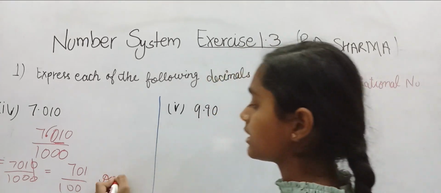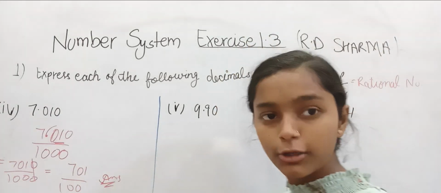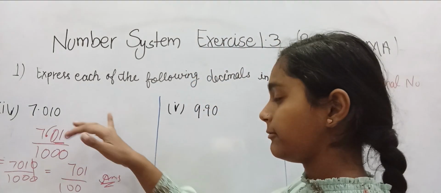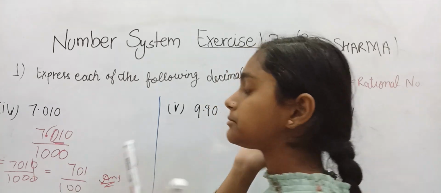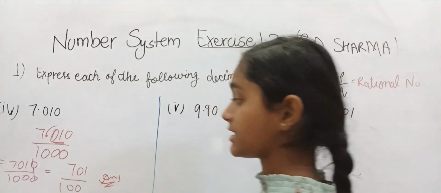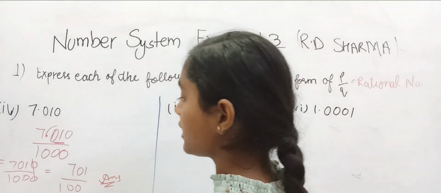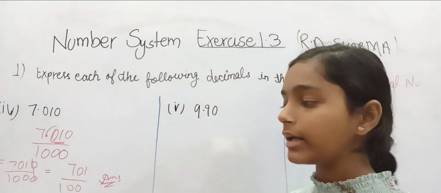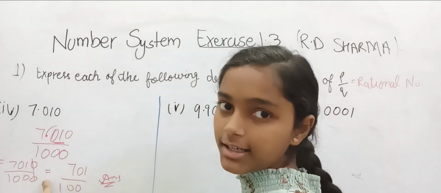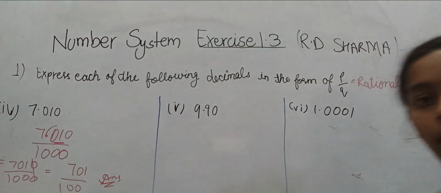I hope you got this. Let's recall how we did this. Here we had the decimal 7.010. We have to make it in the form of p by q. We made it in the form of p by q by taking the number upon 1. Then we counted how many digits after the decimal, added that number of zeros, and removed the decimal. So the answer we got here was 7010 upon 1000. Now we can clearly see that a 0 can be cancelled out. So we cancelled out this zero, and the final answer that we got is 701 upon 100.